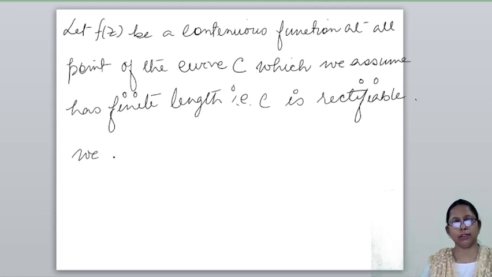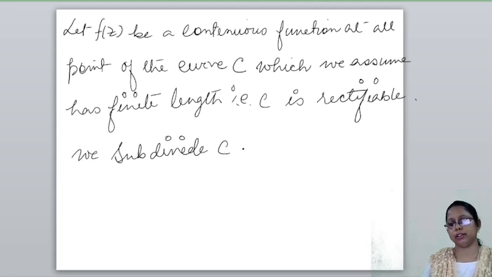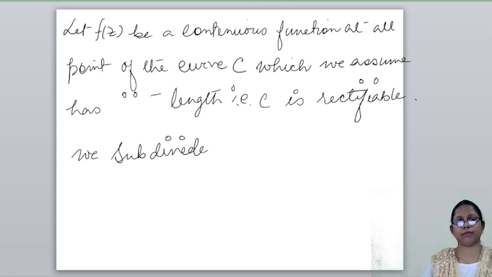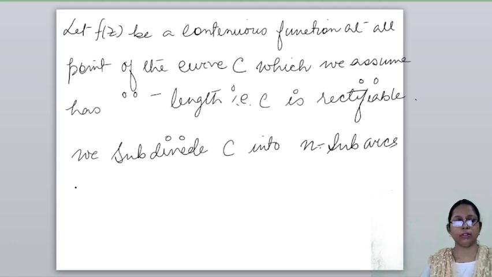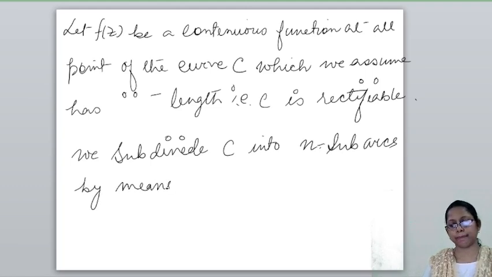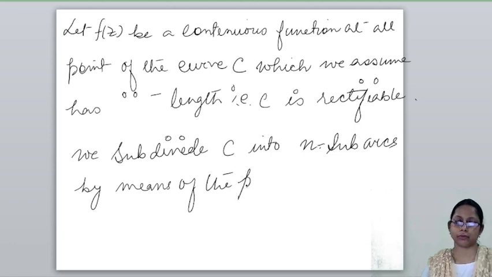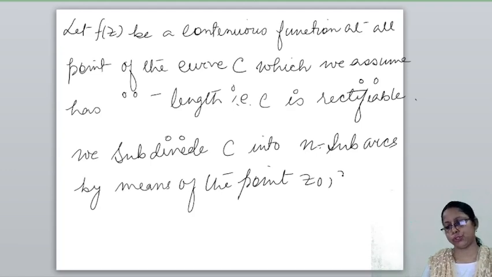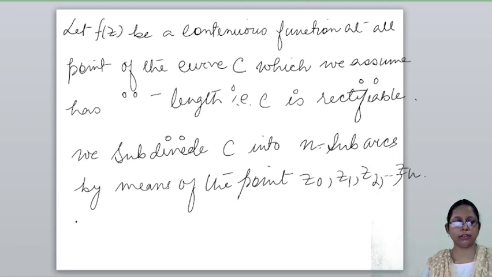We subdivide C into n subarcs by means of the points Z0, Z1, Z2, ..., Zn, where A is equal to Z0 and B is equal to Zn.